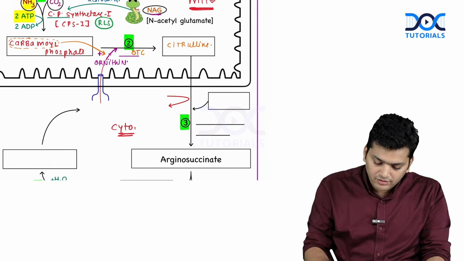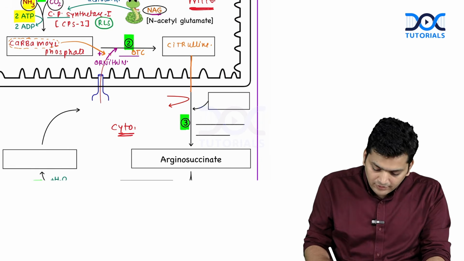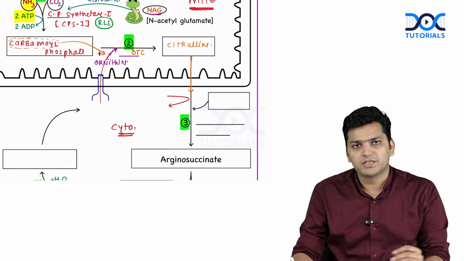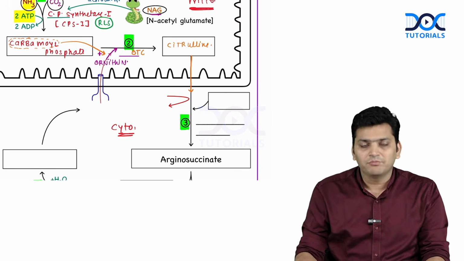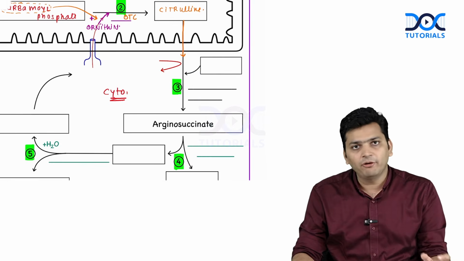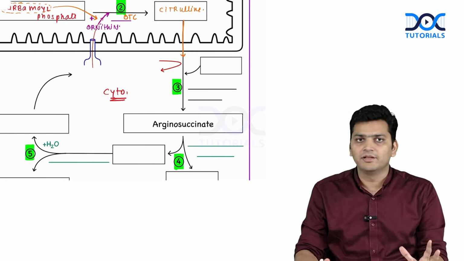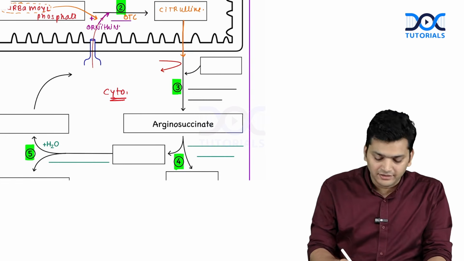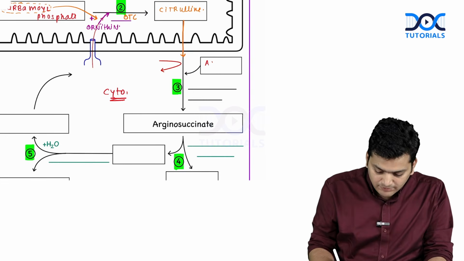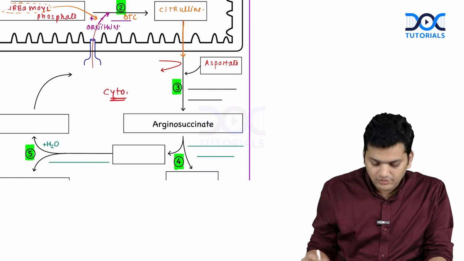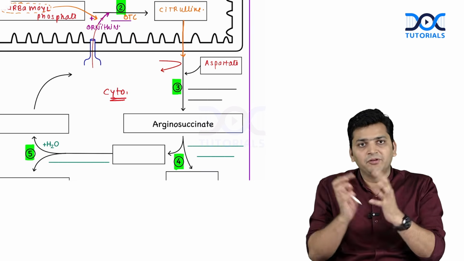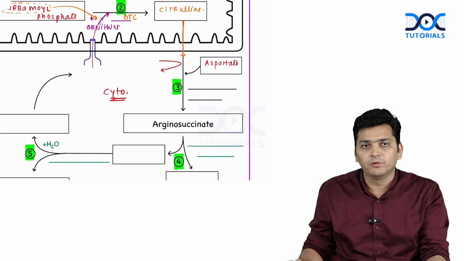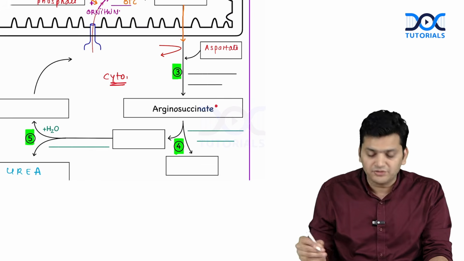The citrulline will come out now from the mitochondria to the cytoplasm. When the citrulline comes out, in step number 3, there is a foreign particle which is going to join the urea cycle. In the latter half, the name of this molecule is aspartate. So now the citrulline and aspartate will club together and will make a big molecule. The big molecule they are going to generate is arginosuccinate.